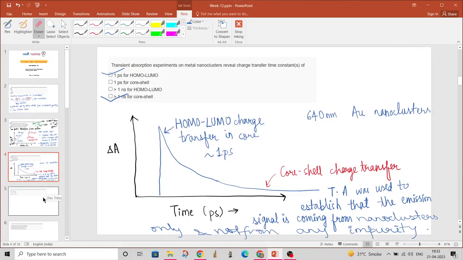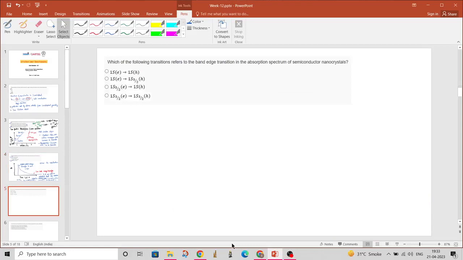Okay, let's move to the next question. Which of the following transitions refer to the band edge transition in the absorption spectrum of semiconductor nanocrystals? One is 1S E, 1S 3/2 H. E and H mean electron and hole. One is 1S E, 3/2 H. One is 3/2 E, 1S H. One is 3/2 E, 3/2 H.